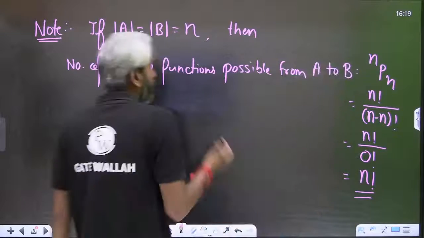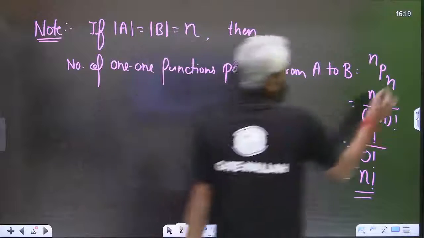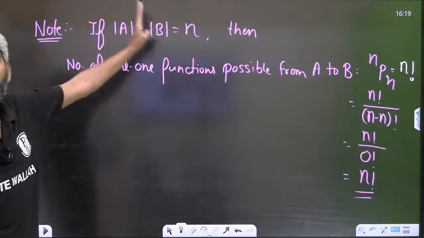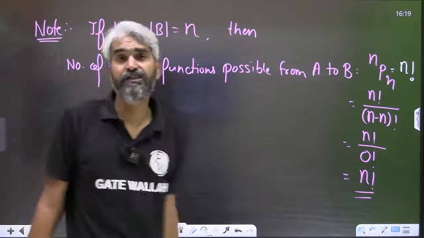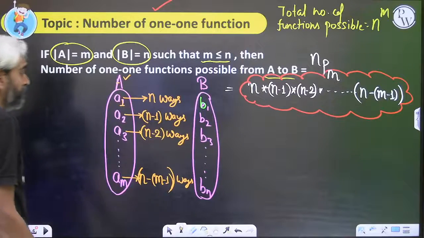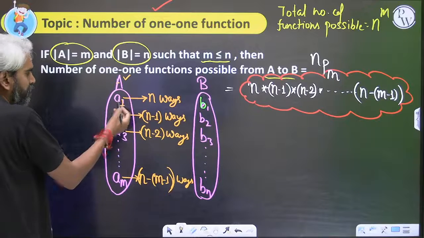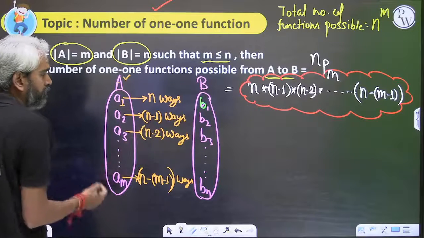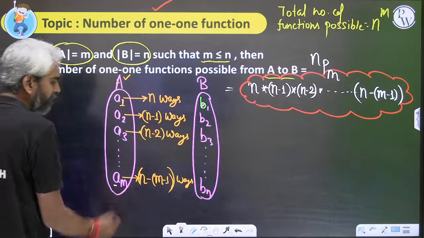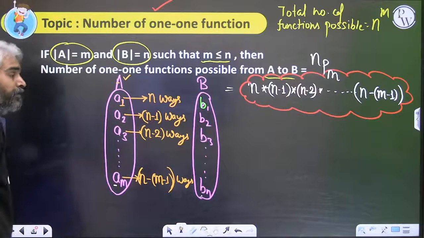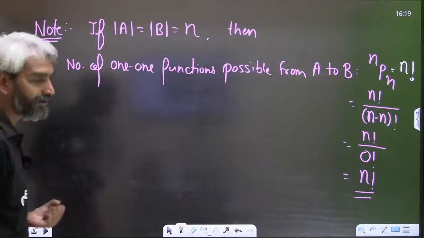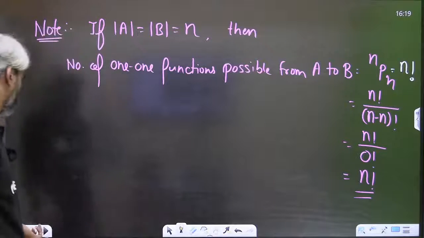So directly, n factorial. If the cardinality of set A is equal to the cardinality of set B, then the number of 1-1 functions possible will be n factorial. Please try to understand that. Let's think that for A1, if both of them are n, then for A1 we will have n choices, for A2 we will have n minus 1 choices, for A3 we will have n minus 2 choices. For the last element there will be only one choice, so it goes down to 3, 2, 1. So if the cardinality of both these sets is n, then the number of 1-1 functions will be n factorial.